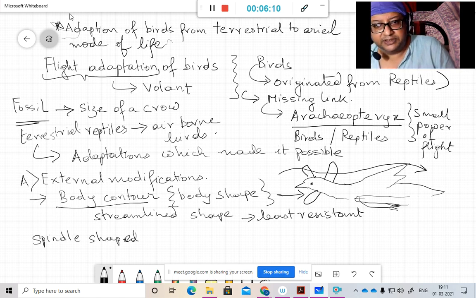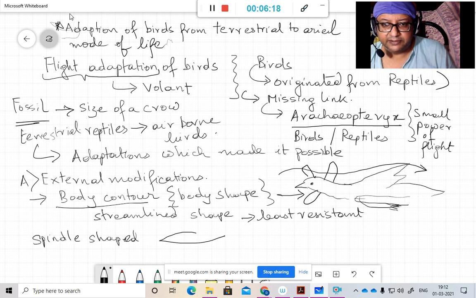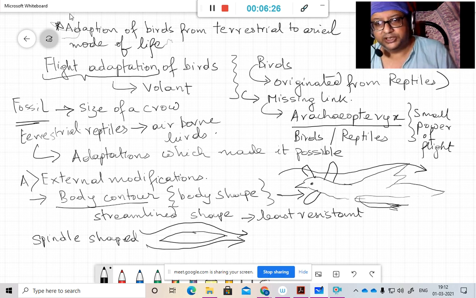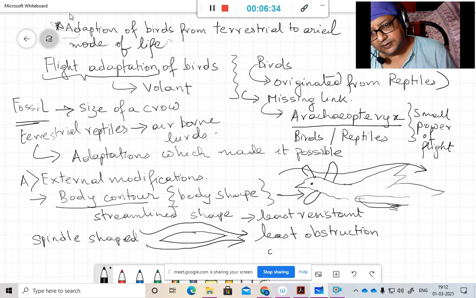Peacock doesn't have a spindle shaped body, therefore it can't fly. Or chicken. Spindle is something like this, so that wind will smoothly flow from here, smoothly flow from here, with least obstruction during flight.